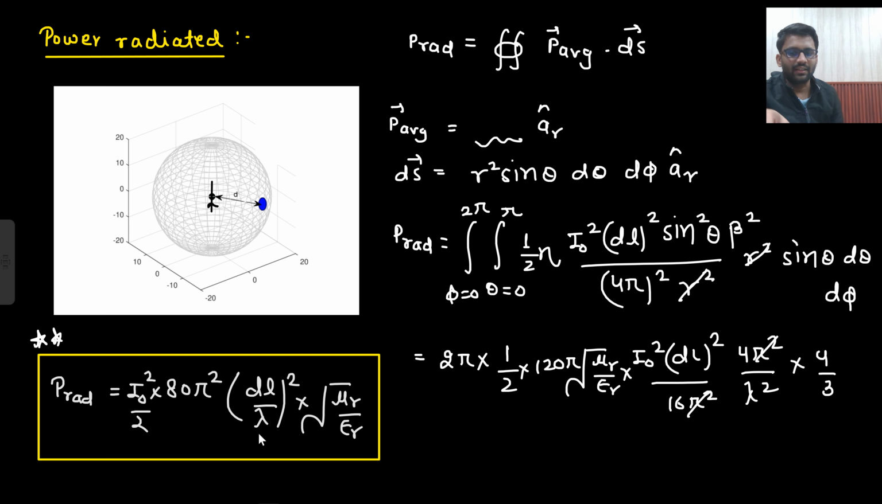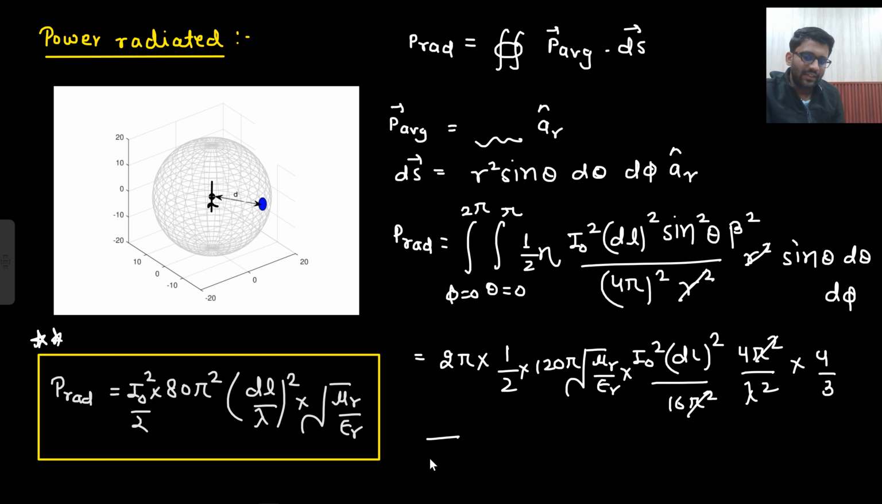And you know about everything. What is dl? dl is the length. What is lambda? Lambda is the wavelength. Mu r and epsilon r, you already know, permeability and permittivity. I naught is the peak value of the current source we have applied, 2 you already know, 80 pi square you already know. So every single thing you remember. So this is your P radiated.